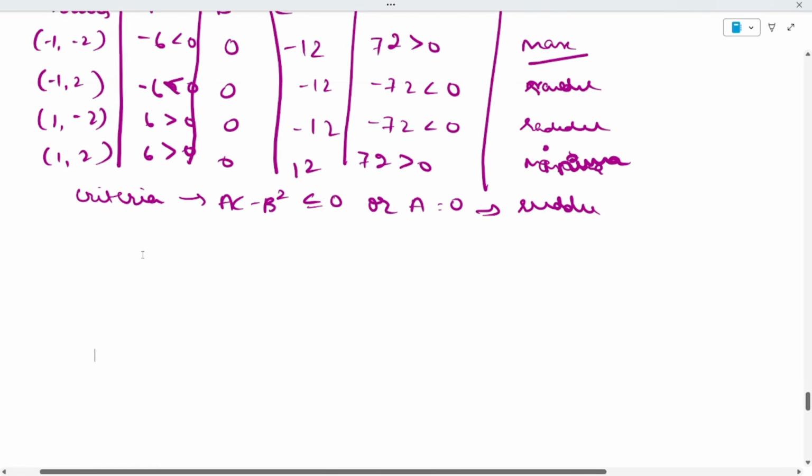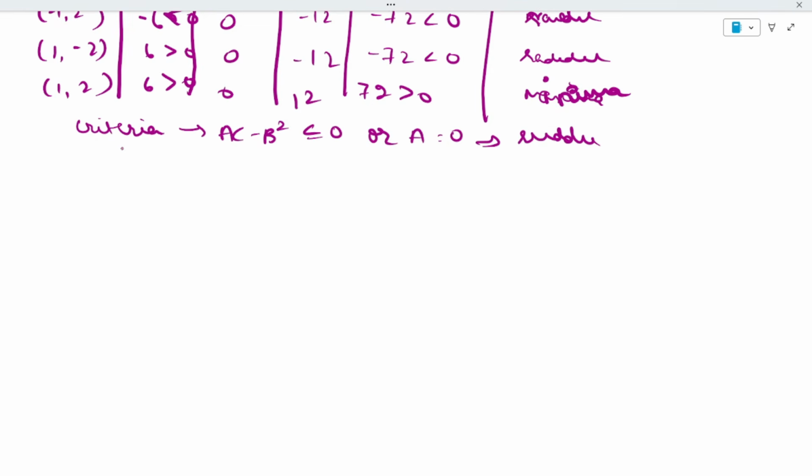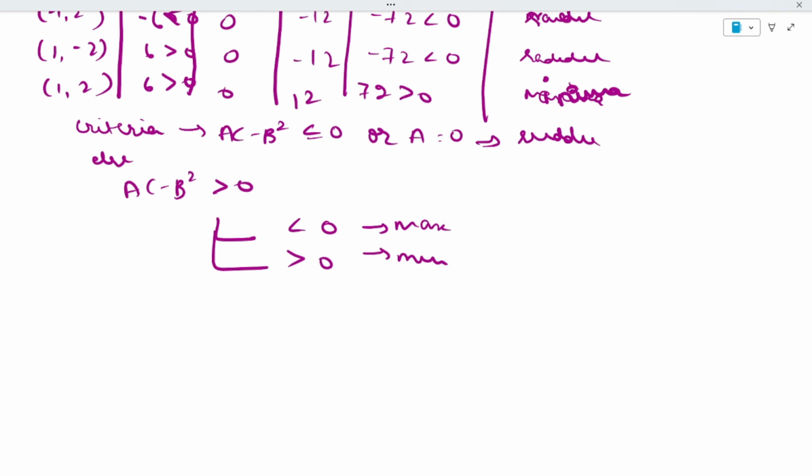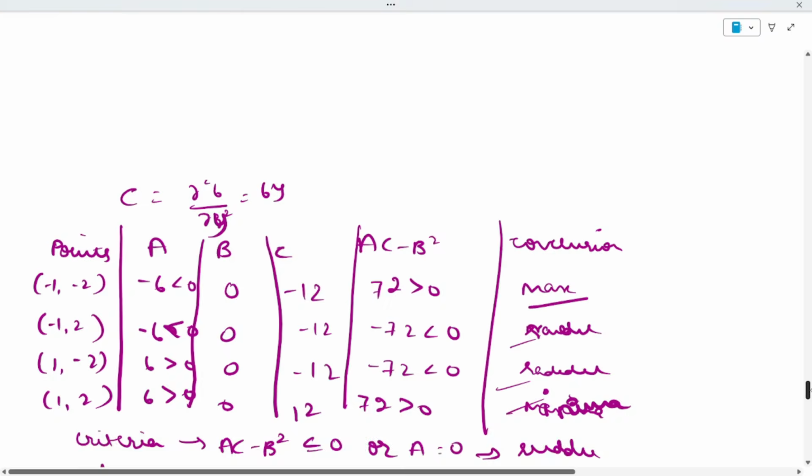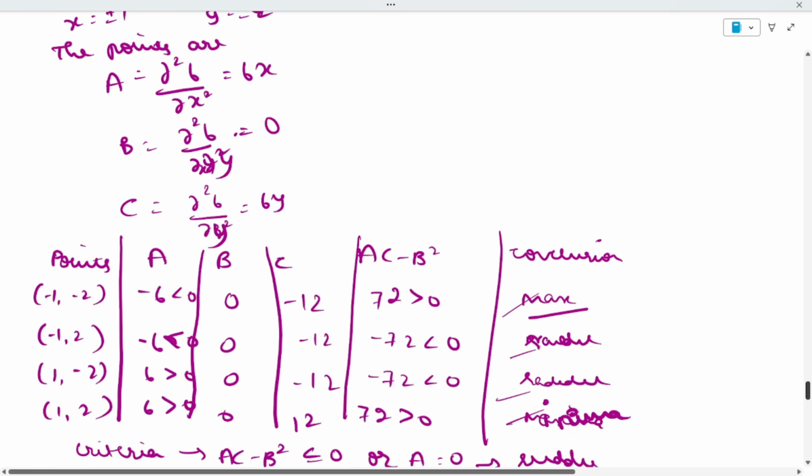Yeah, this is enough. Now, else if ac minus b square is greater than 0, that will have two conditions, either a less than 0 or a greater than 0. If less than 0, this is maxima, and this is minima. This is the content that we have. Now we understood the three conditions. In that we came to the conclusion that with two conditions, this is minima, and the one which was up is maxima.